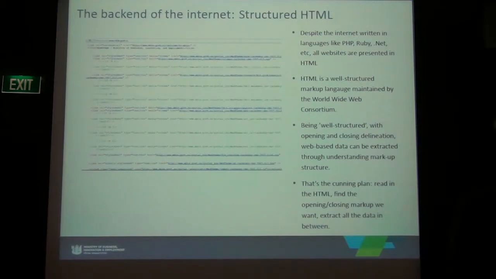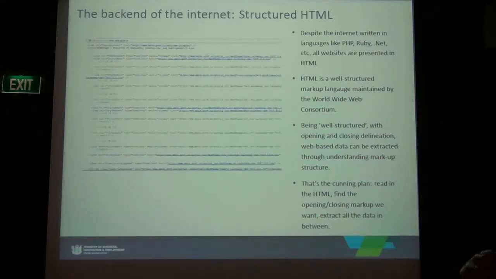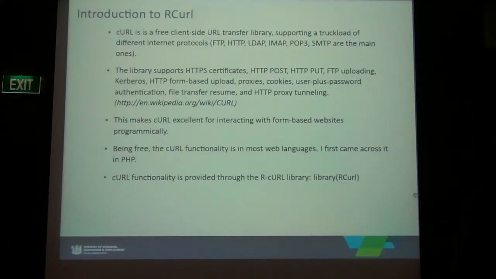And the cunning plan for this type of screen scraping approach is to read in a website as a string of HTML and then start parsing the HTML and taking a look at its structure and its form, and then within that, pulling out the data. So one of the ways we do it, and the way we do it in R, is using the library RCurl. And curl is a command line functionality which has been around since Donkey's age.